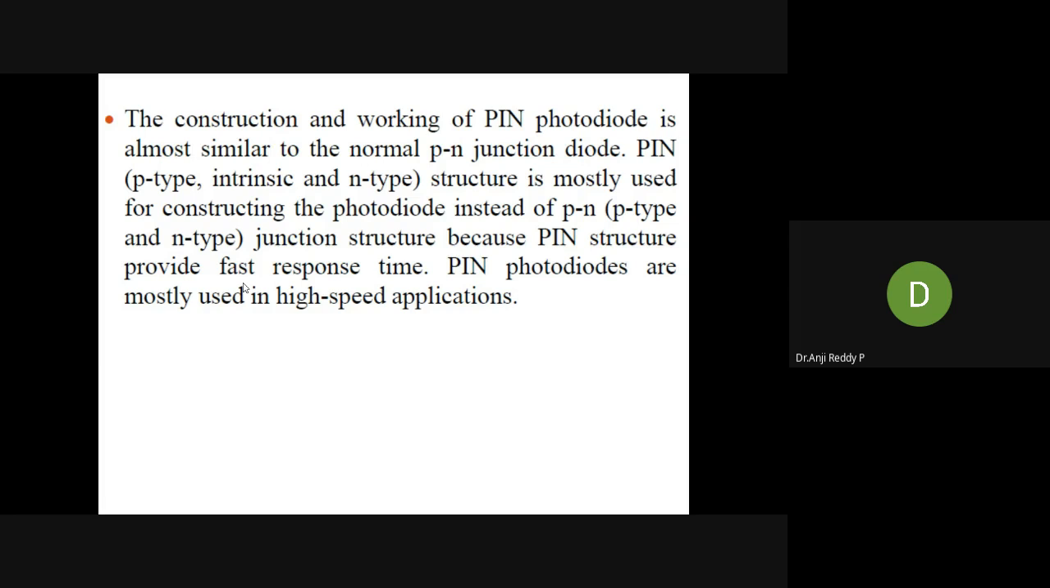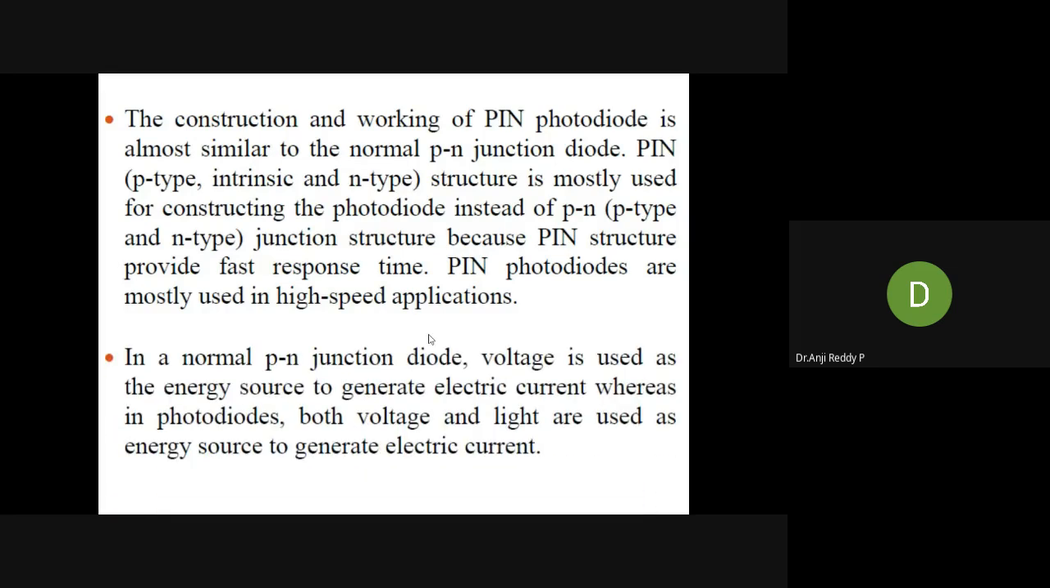We use these pin photodiodes mainly in high-speed applications. Pin photodiodes are mostly used in high-speed applications because they have fast response time. Even if a very small amount of light is incident, within a fraction of a second it is converted into electric energy. That means we are using this in high-speed applications.